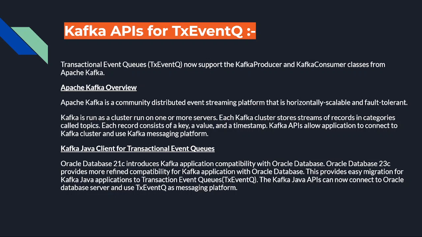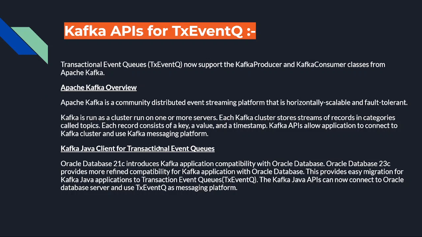Each record consists of a key, a value, and a timestamp. Kafka APIs allow applications to connect to a Kafka cluster and use the Kafka messaging platform. Basically, if you see the streaming in a match, that is a streaming platform, live matches. So they use this methodology. This is a part of that streaming community.